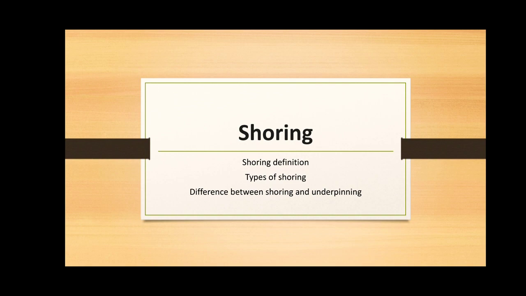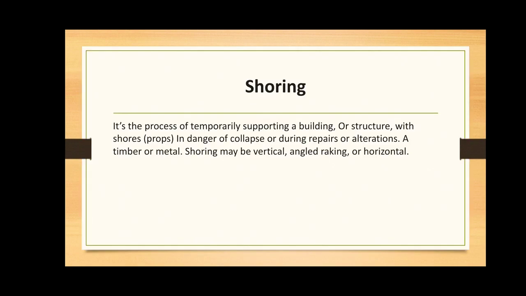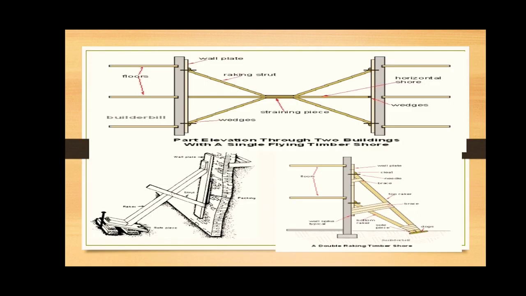The support can be internal or external, and the temporary shores are made up of timber or steel. When the load is heavier, steel is used; usually they are made up of timber. Sometimes concrete and masonry are also used, and this is all about shoring. These are pictures of different types of shoring. These are the temporary supports provided to the structures.